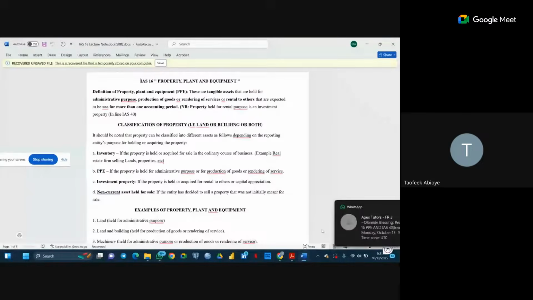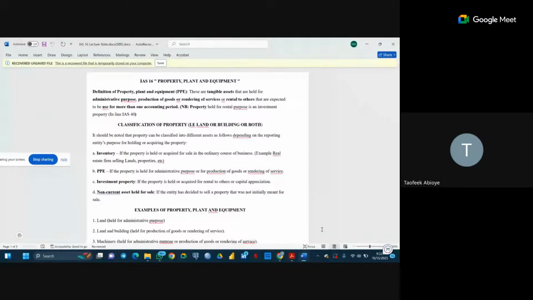So what do we mean by administrative purpose? It means that these are the machines, the equipment, the property that we use in the day-to-day running of the business, in ensuring the going concern of the business is being maintained. They are majorly being used for administrative purpose. However, when we talk about the asset that is being held for capital appreciation or rental to others, sorry, property held for rental purpose is an investment property. So that is what I want us to understand here.